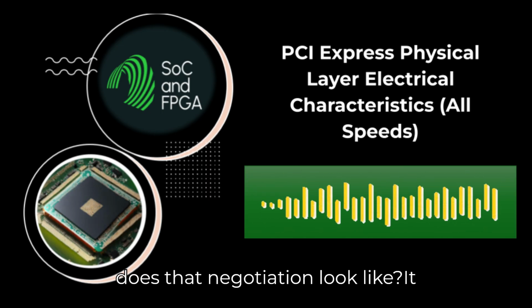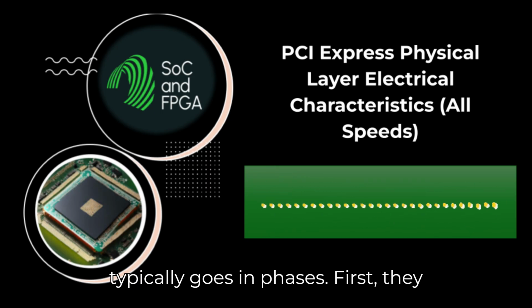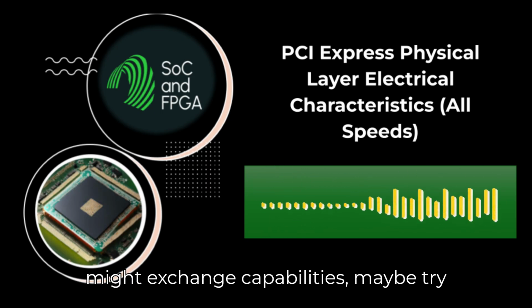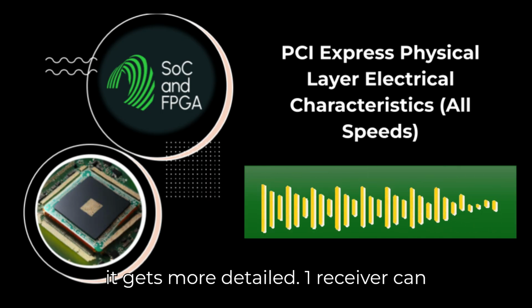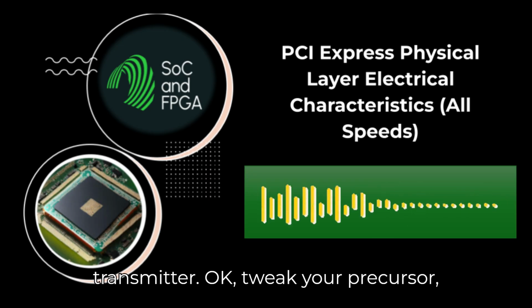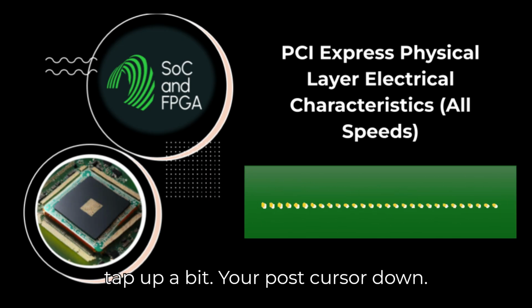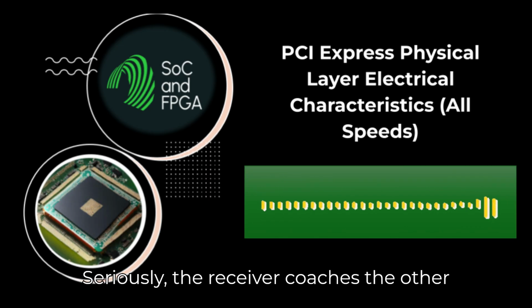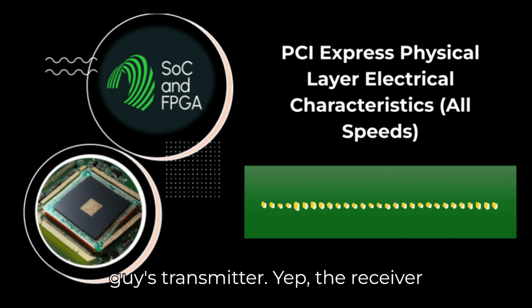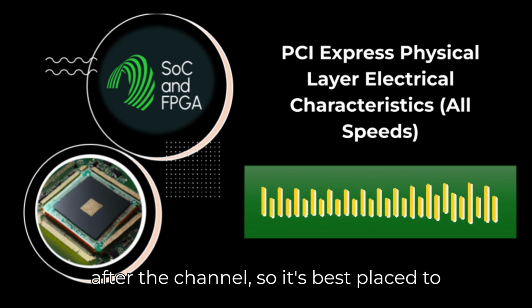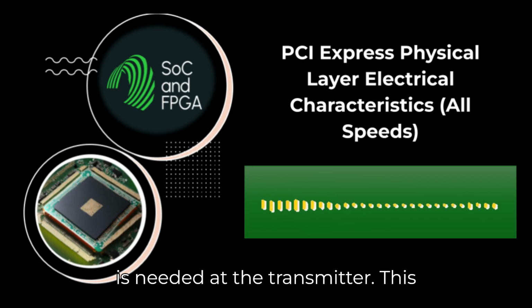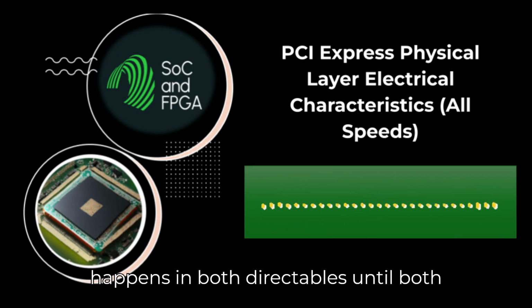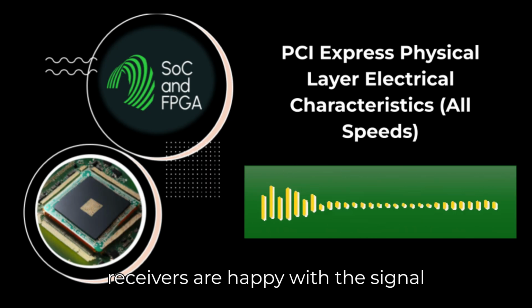What does that negotiation look like? It typically goes in phases. First, they might exchange capabilities, maybe try out those TX presets we mentioned. Then it gets more detailed. One receiver can actually tell the other device's transmitter, okay, tweak your precursor tap up a bit and your post-cursor down. Seriously? The receiver coaches the other guy's transmitter. Yep. The receiver knows what kind of signal it's seeing after the channel, so it's best placed to figure out what kind of precompensation is needed at the transmitter. This happens in both directions until both receivers are happy with the signal quality they're getting.